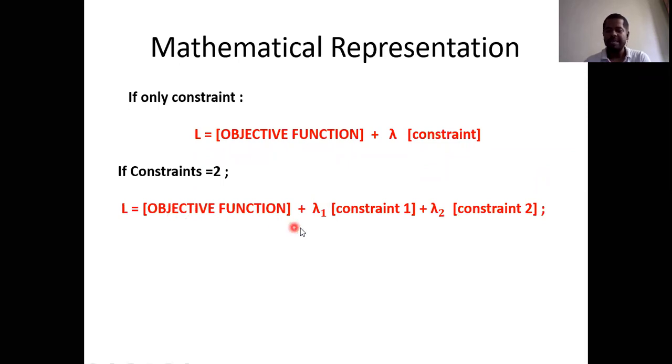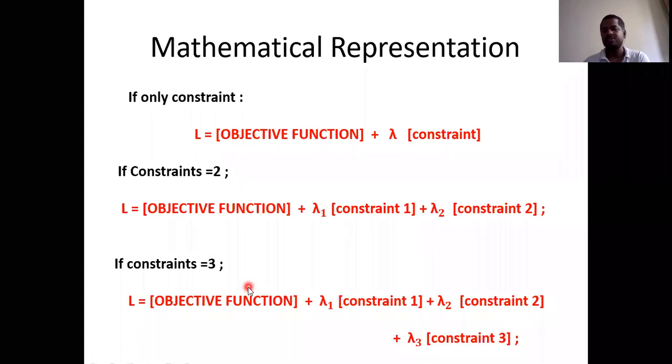Objective function plus lambda 1 into constraint 1 plus lambda 2 into constraint 2. Similarly, when you have three constraints, you can write it like this: objective function plus lambda 1 into constraint 1 plus lambda 2 into constraint 2 plus lambda 3 into constraint 3. But in this case, how many constraints are we having? We are having three constraints totally.